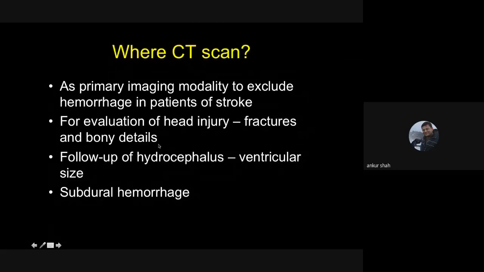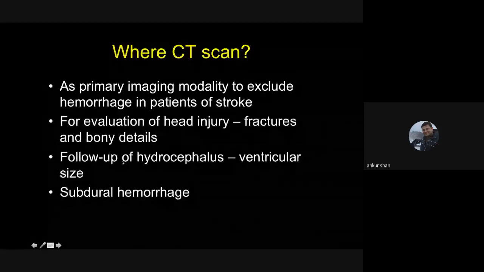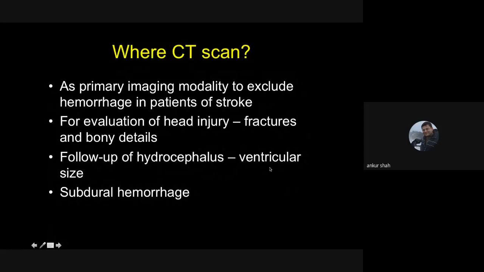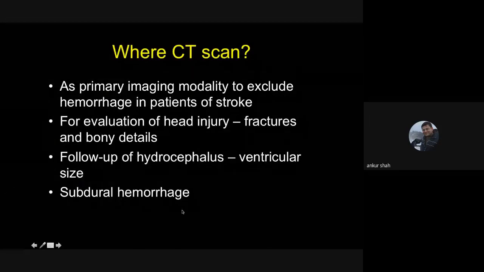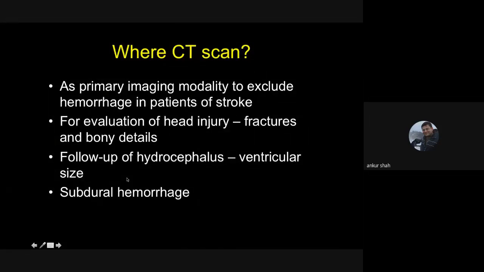So it shows details of hemorrhage also, parenchymal contusions and subdural, extradural hemorrhage, but that will be seen with MRI also. But details of fracture, this is something where MRI fails. It is seen only with the help of CT scan, where you can see all details of fractures. It is good to see for the follow-up of the hydrocephalus when we just want to see the ventricular size, or in many patients who have subdural hemorrhage, because CT scan is much faster and cheaper.